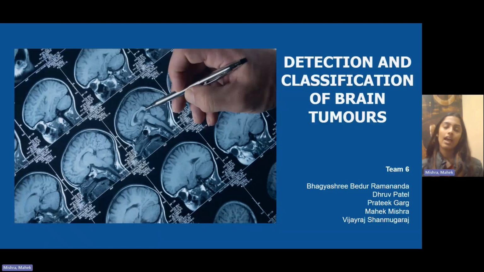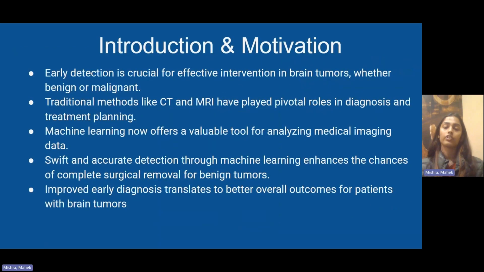Hi, we're Team 6, and our ML project is called Detection and Classification of Brain Tumors. We all know that early detection of brain tumors is crucial, whether benign or malignant. Traditional methods like CT scans and MRI scans have played an important role in diagnosis and planning treatment.